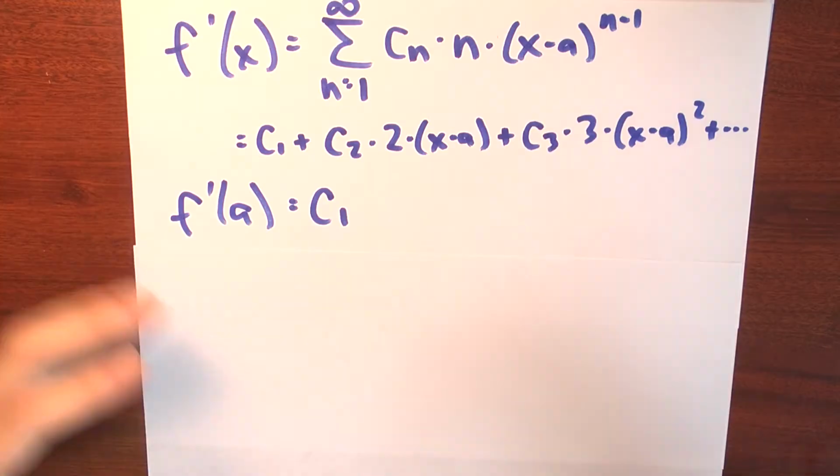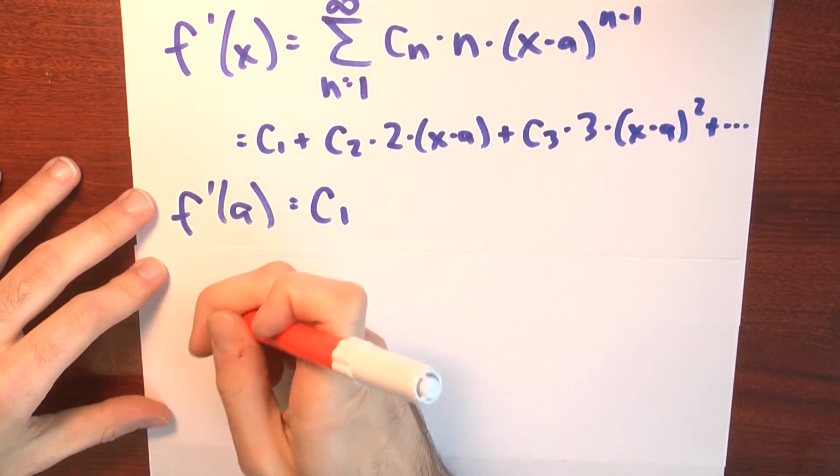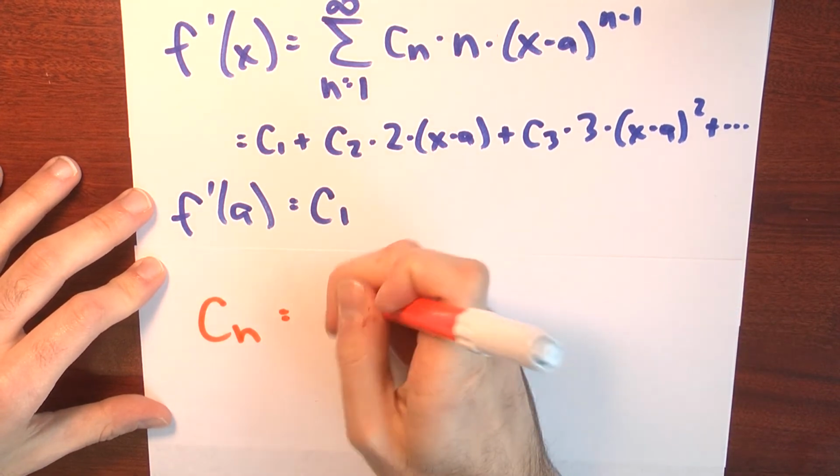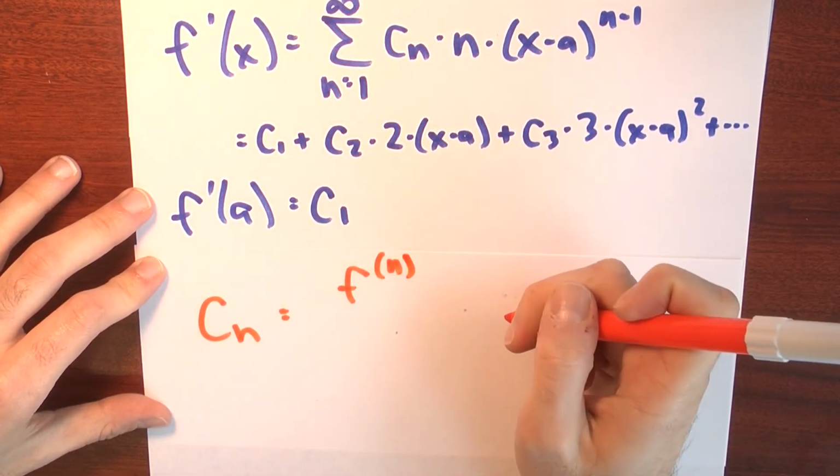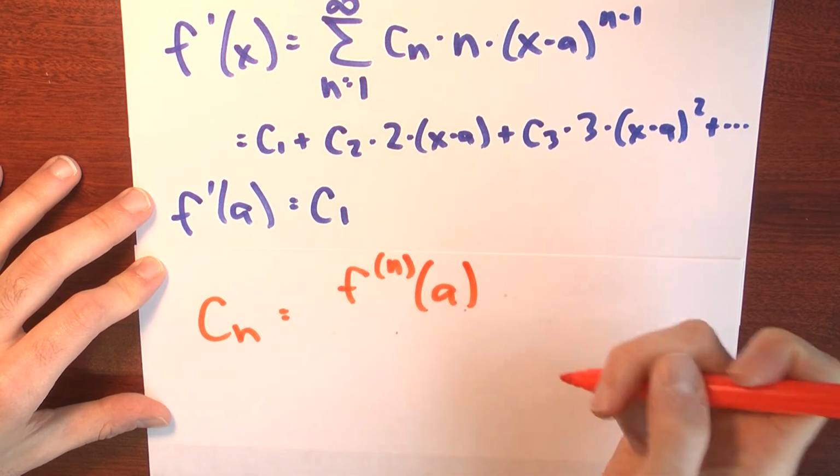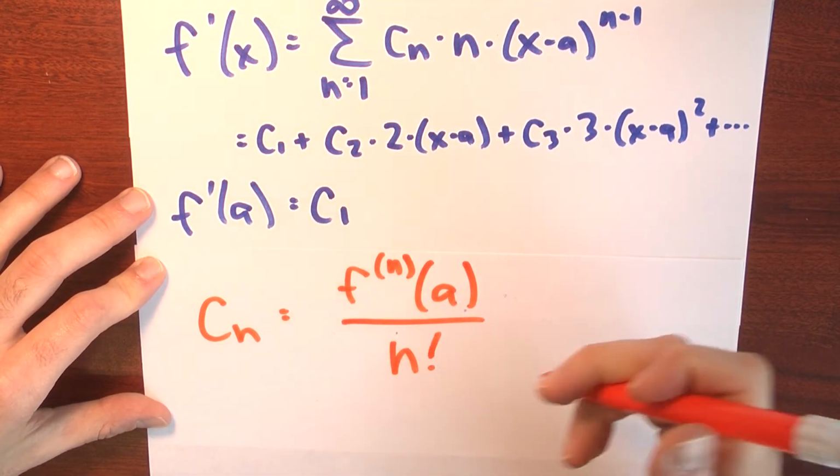Just like before, I can now write down a formula for the nth coefficient. So in general, what I'll find is that c sub n can be computed by taking the nth derivative of f at the point A and dividing that by n factorial. So let me summarize all of this.